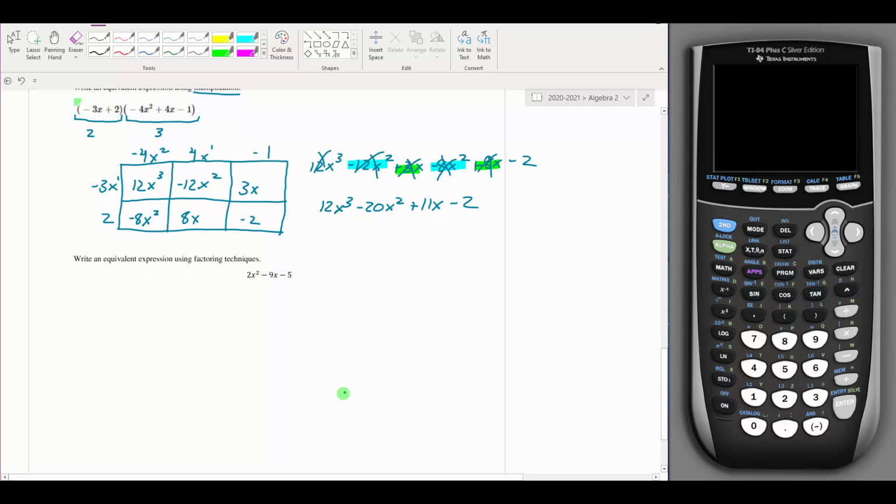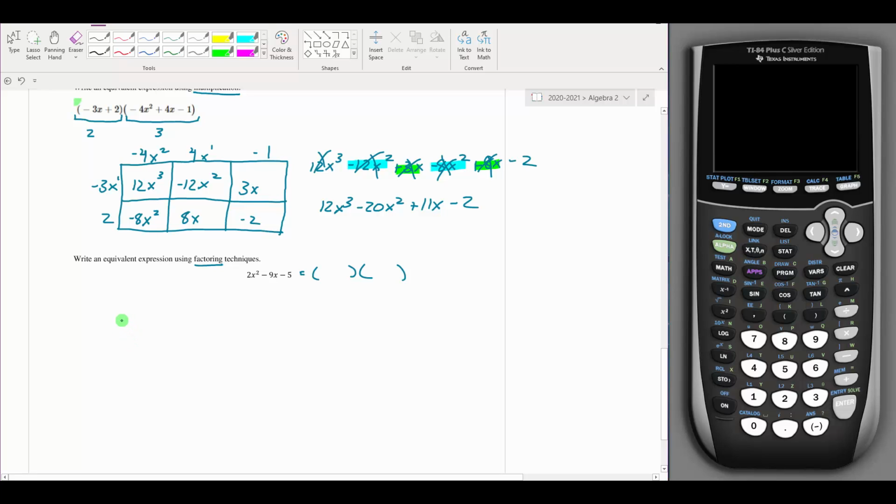All right, again, another way that we can write equivalent expressions is by using factoring techniques. Okay, so we've been talking a lot about factoring throughout the semester. So I want to take this expression and I want to write it in its factored form. That means I'm going to write it in a way that looks like this, right? Where we have the two parentheses, and these two things, they will be equivalent.